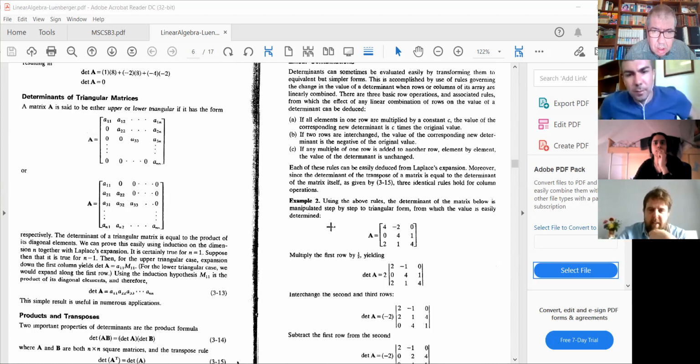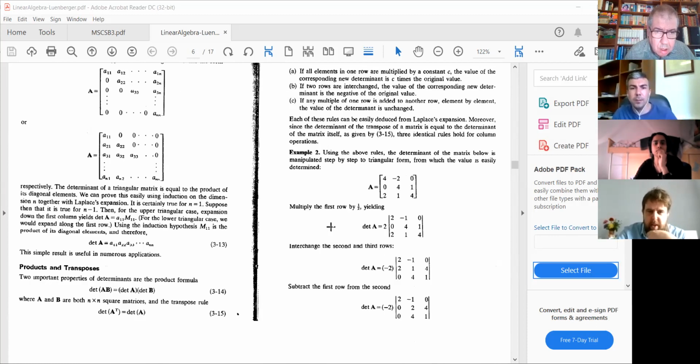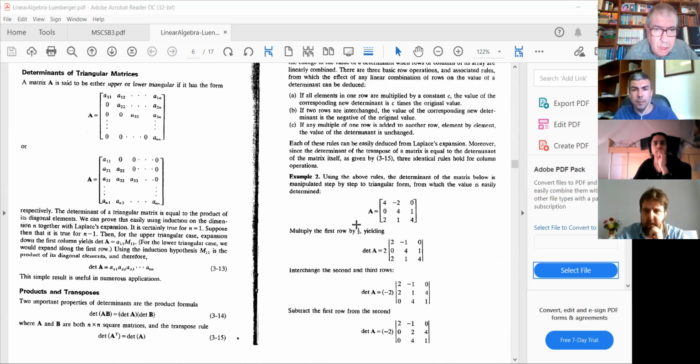Exactly. So it gives us these 3 rules, A, B, and C, and then says that we should use these 3 rules to determine the determinant of the matrix. Yeah. And what are the rules? If all elements of a row are multiplied by a constant C, the value of the corresponding determinant is C times the original value. If you interchange rows, the value of the corresponding new determinant is the negative. And if any multiple of one row is added to another row, element by element, the value of the determinant is unchanged. Okay, so my question is in the first step.